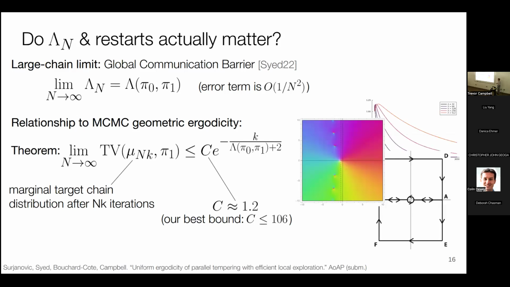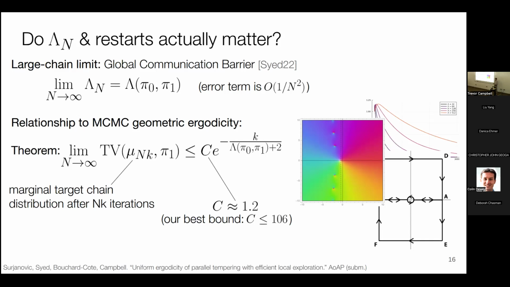I would love to tell you more about the theory behind this. It's absolutely beautiful complex analysis. It's super, super in-depth. I don't think I have time to go into any of it today, sadly. So you'll just have to take my word for it. It's really cool. If you want to ask me about it, I'd be happy to discuss it. That's this paper, Uniform Ergodicity of Parallel Tempering with Efficient Local Exploration, which has been submitted.